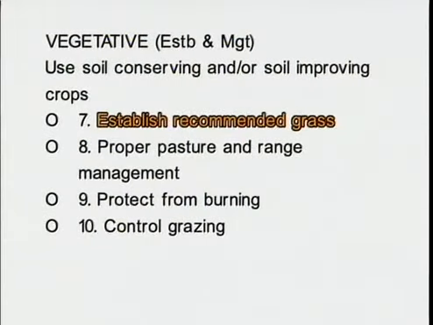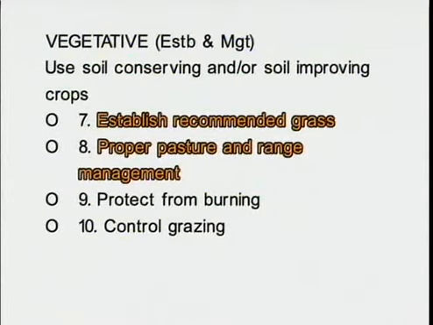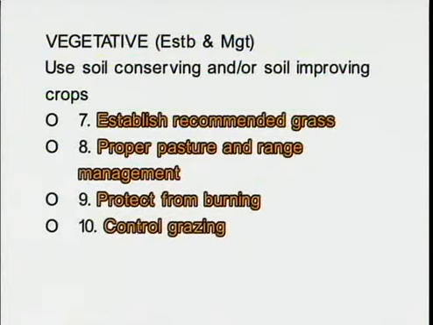When we get into a pasture or rangeland site, or woodland or woodlot site, as may be the case or will be the case in the laboratory exercise, then we need to consider items number 7, 8, 9, 10, 11, 12, and 13. So I'm going to take just a minute to review those and when or how they might be used, since this is a practice exercise. Item number 7 says establish recommended grass, and number 8 is proper pasture and range management, 9 is protect from burning, and 10 is control grazing. Obviously, items number 7, 8, 9, and 10 are dealing with the vegetative management of a grassland, pasture type of site. Could even be native rangeland.